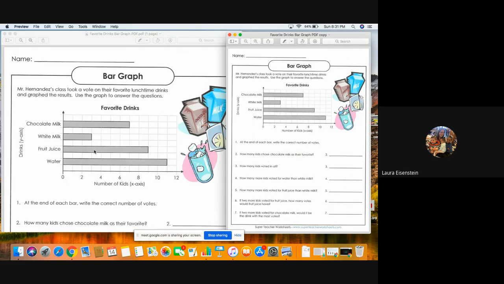And the last question says, if 2 more kids voted for chocolate milk, would it be the drink with the most votes? So they want to know, if chocolate milk had 2 more votes, would it be the most popular drink? So you figure out how many it would be with 2 more, and then figure out if that would be the most votes out of all the drinks.